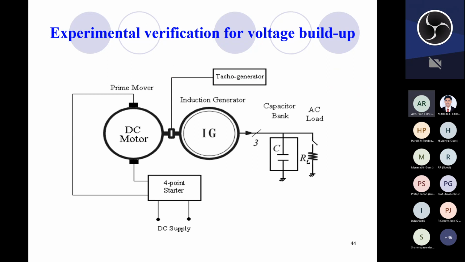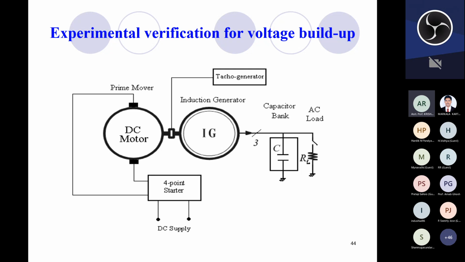So once we get the value of capacitor, we can perform some experimentation to see whether the voltage build-up procedure initiates or not. So this is the experimental setup to check the value of capacitor. Here no control technique is used. That means we are not controlling the output voltage. We are just checking whether the voltage build-up procedure is going to initiate or not.